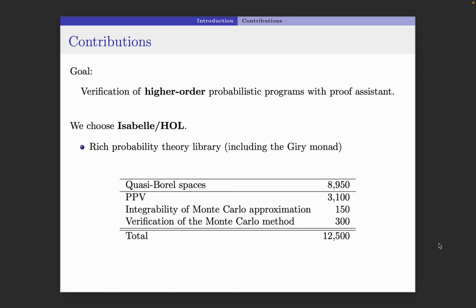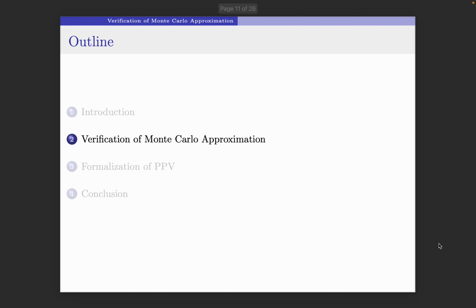We choose the proof assistant Isabelle HOL because it has a rich probability theory library, including the Giry monad. Our formalization consists of around 12,500 lines. Today, we will talk about verification of Monte Carlo approximation and the formalization of PPV.